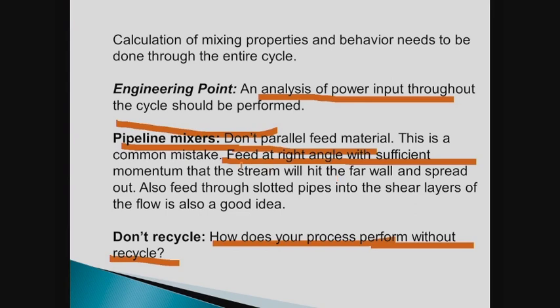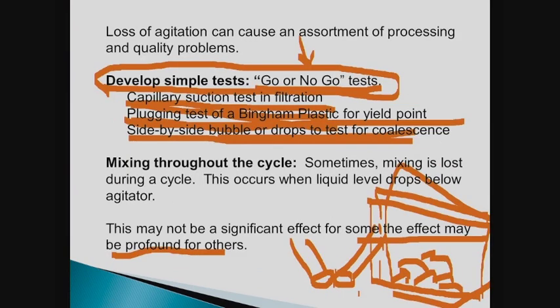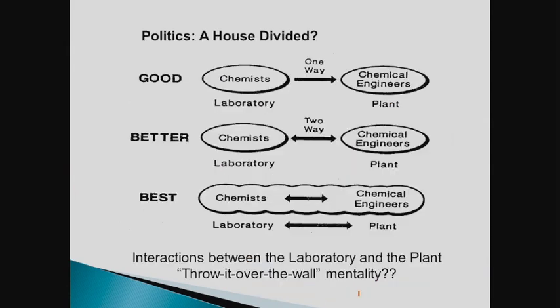The idea of feeding at a right angle, right? You have a pipeline with a side feed coming in. So you have A sitting here, and B's coming in down here. You want B to hit the far wall so it spreads out and reaches the shear layers, and this will be a good mixer. That's why you want to feed at right angles with sufficient momentum that this stream will hit the far wall and spread out. Some tricks of the trade, so to speak.